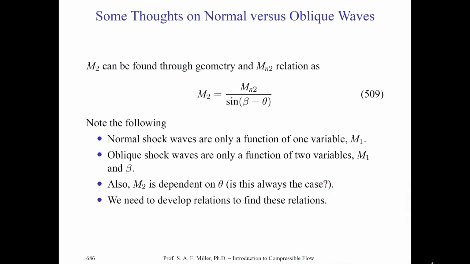So let's make the following notes about our equations and their derivations. Remember, normal shock waves are only a function of one variable, M1. Oblique shock waves are a function of two variables, M1 and beta. Now, M2 will be dependent on theta. Will this always be the case? Maybe or maybe not, depending on the relative velocities of the shock wave and position of the vehicle in the coordinate system. You'll also see that for certain values of M2, the equations break down, even if we make the calorically perfect gas assumption. We'll illustrate this in this class. So we need to develop further relations to look for additional properties.